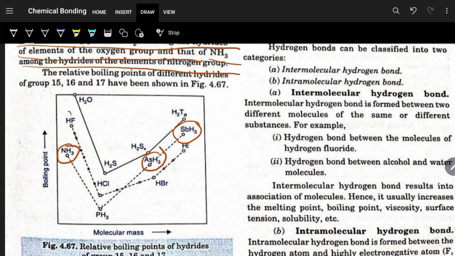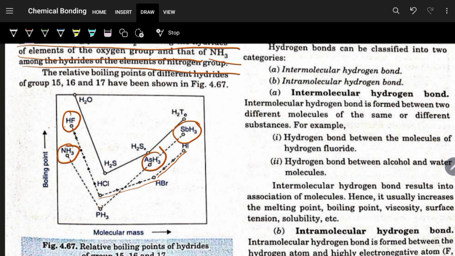Next, you can see HF is high. There is a decrease in HCl and gradual increase for HBr and HI because the molecular mass increases. Molecular mass increases, so van der Waals interaction increases. You need more energy to break those interactions.